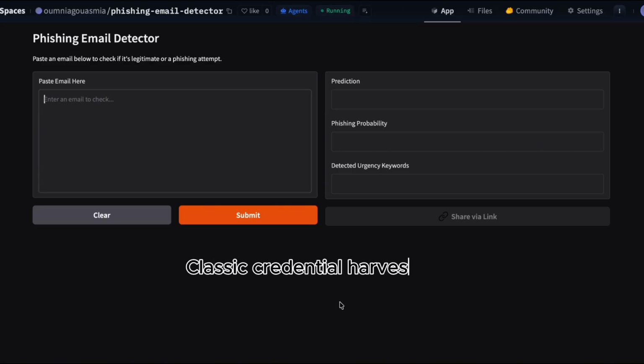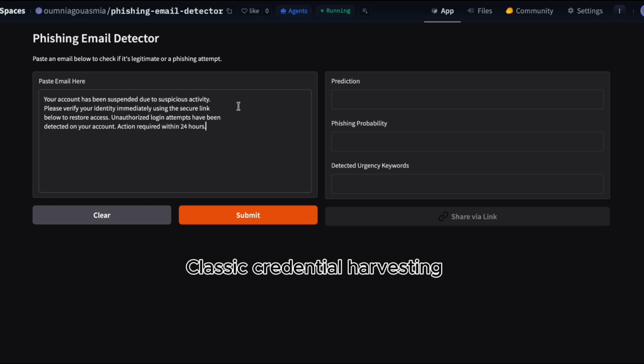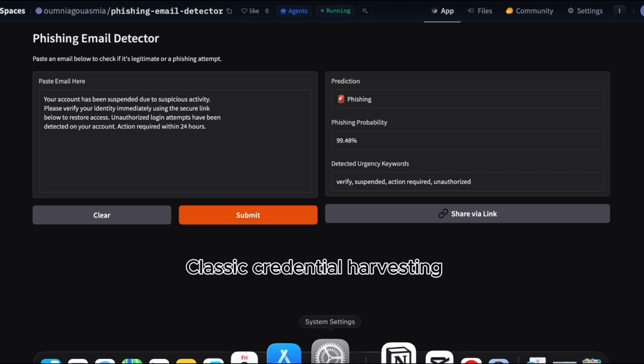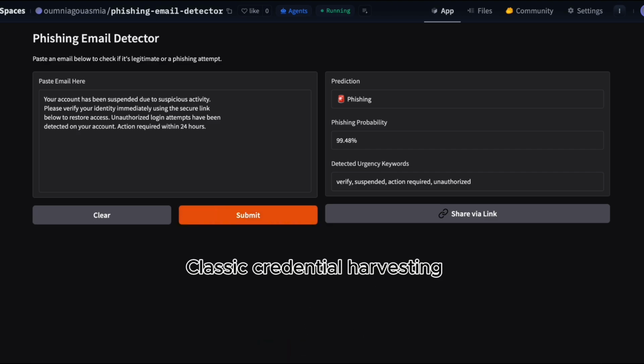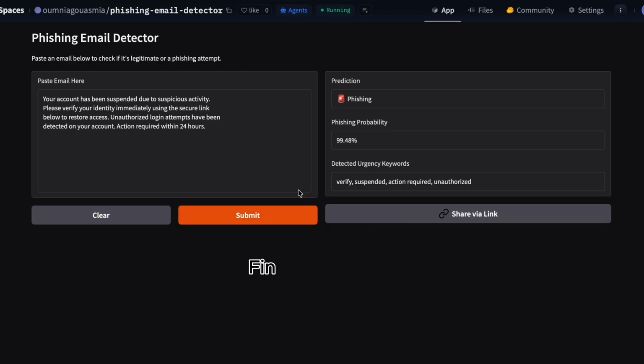Now, the most important part, let me show you the system working live. This is the deployed web interface running permanently on Hugging Face Spaces. I'm going to test it with several different emails covering a wide range of scenarios.